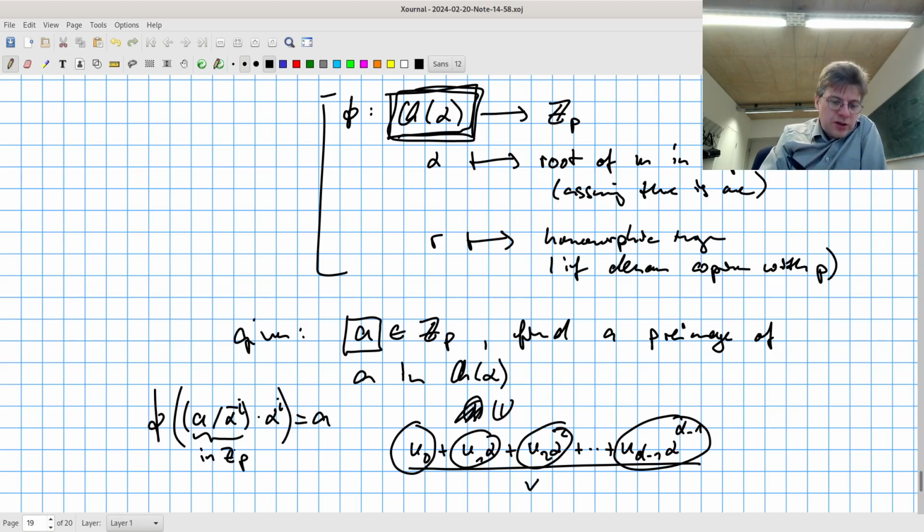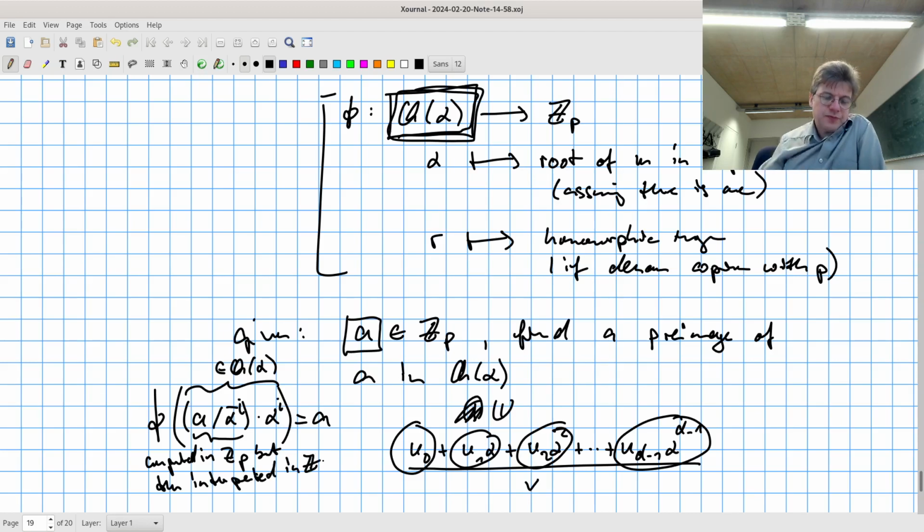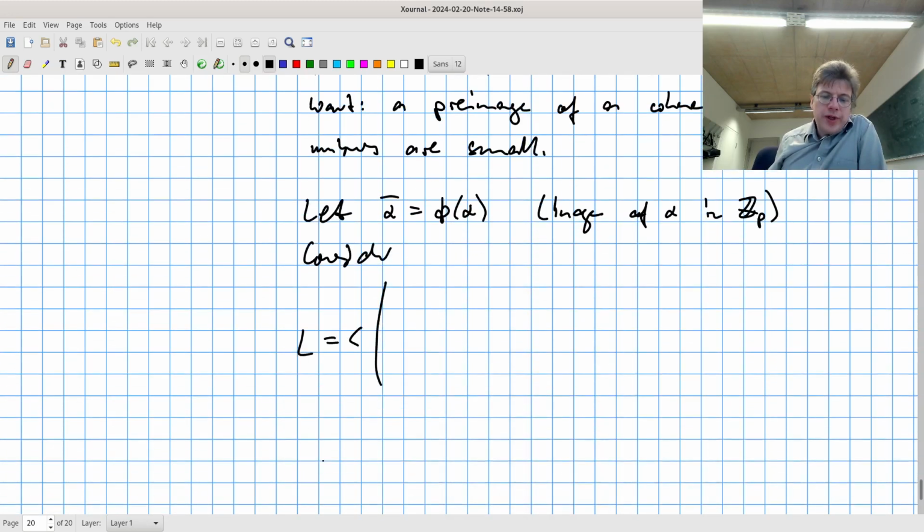So what I mean here is I take the A, divide it in the finite field by this, do the division there, but then view it as an integer and multiply it by this. So then this whole thing here would be in Q alpha, and then phi applied to it would be A. So this is computed in this, but then interpreted in a set.